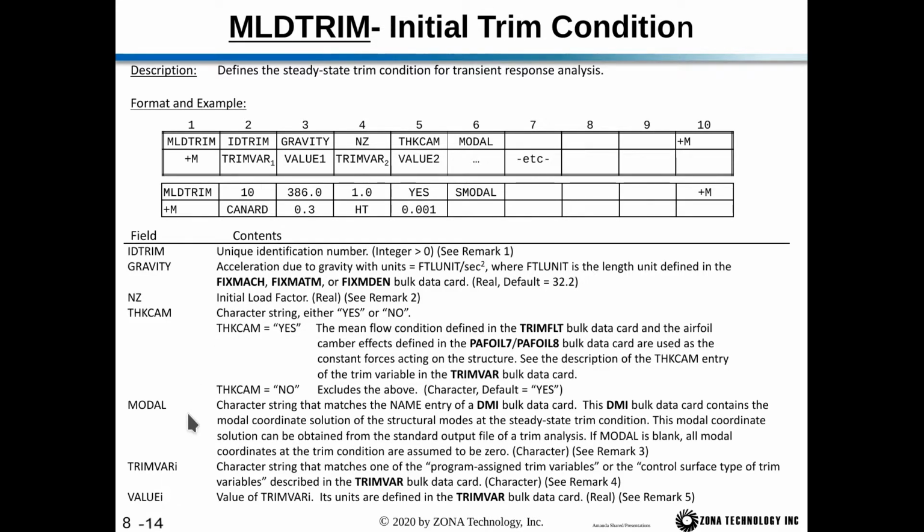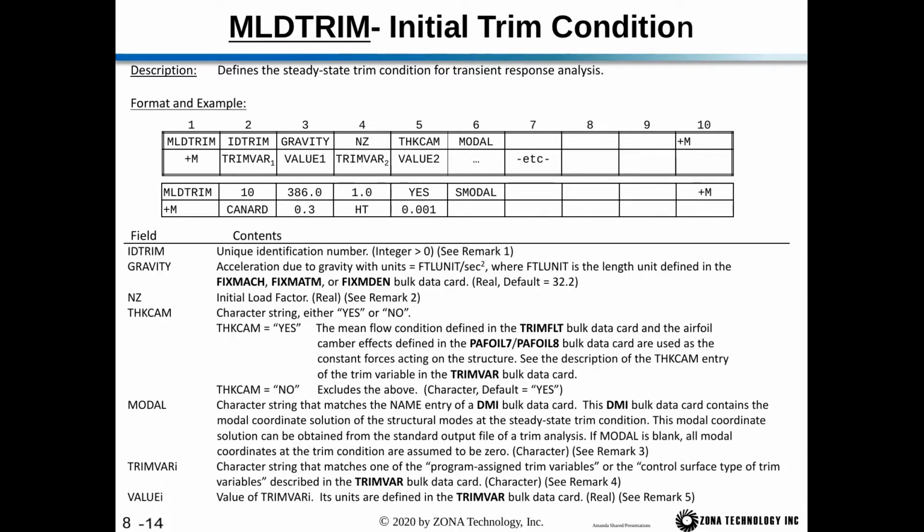Next, we have the MODAL field. This is a character string which matches a matrix name. That matrix can be specified by the DMI bulk data card, or the ASSIGN MATRIX. This contains the modal coordinate solution of the structure modes at the steady state trim condition. This modal coordinate solution can be obtained from the output file of a trim analysis. And if MODAL is blank, all of the modal coordinates at the trim condition are assumed to be 0.